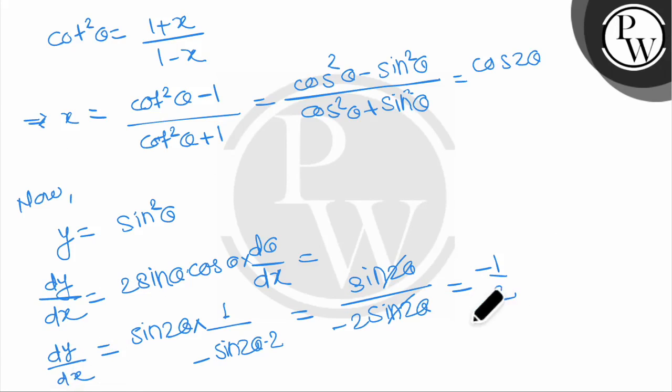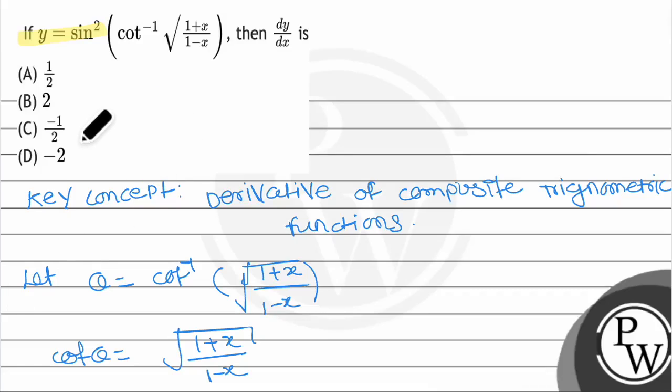So guys, what is your final answer? Your final answer will be minus 1 by 2. So let's check which option is correct one. Option number C will be the correct option, guys.